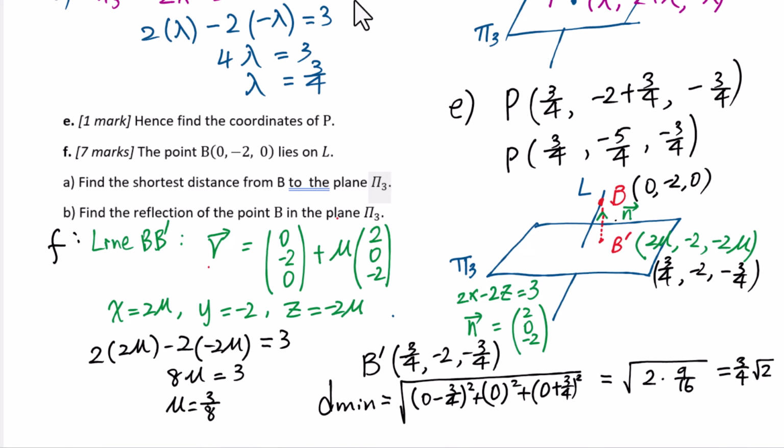B. Find the reflection of the point B in the plane pi 3. This is the answer for B.